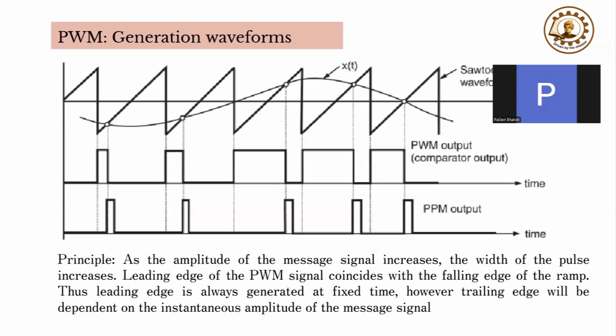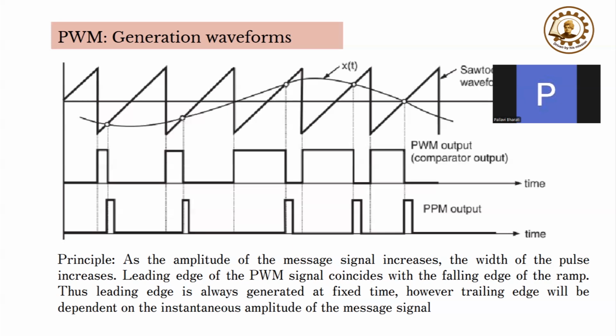Once again, I am explaining. You are taking an op-amp as a comparator, applying the sawtooth generated signal, or you can say the ramp signal, in the inverting terminal and the message signal in the non-inverting terminal. What we are going to do is compare which one is higher. Whenever the message signal is higher, the output goes high. Whenever the sawtooth generated signal is higher, the output is 0.